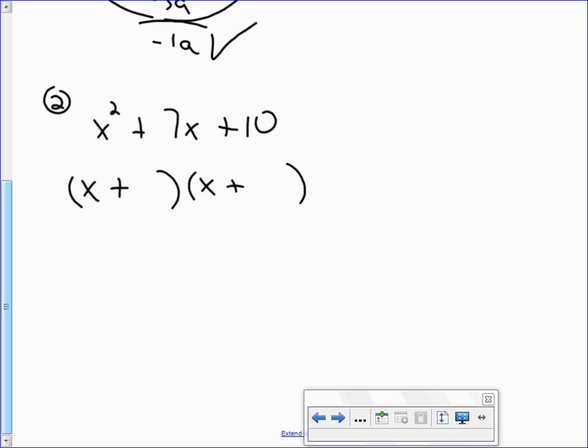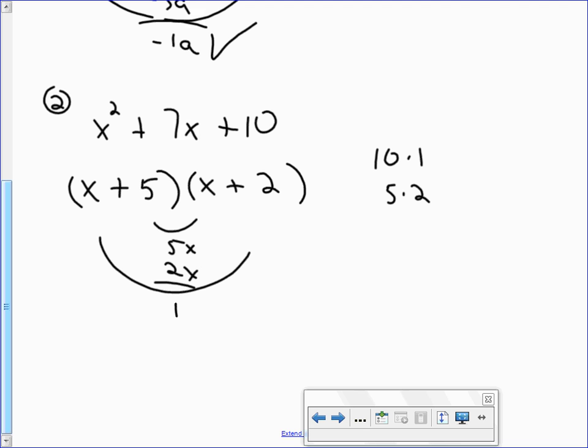There's only two things, two integers, that can multiply together to give you 10: 10 times 1 and 5 times 2. Which one do you think it is? I think it's 5 times 2. Sometimes we get lucky and we guess the right one first, and that's 5x plus 2x, and that is 7x. So we got it right first.